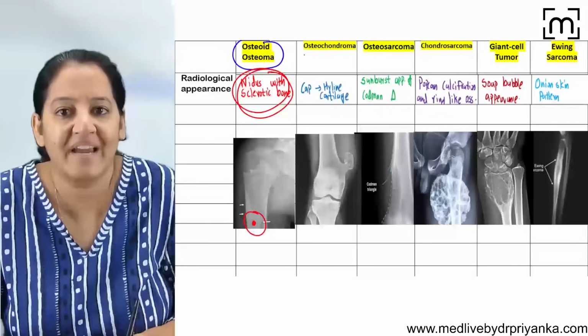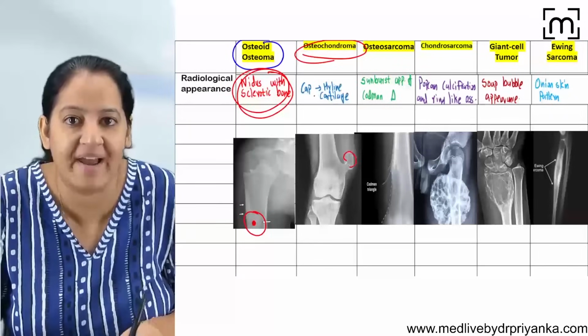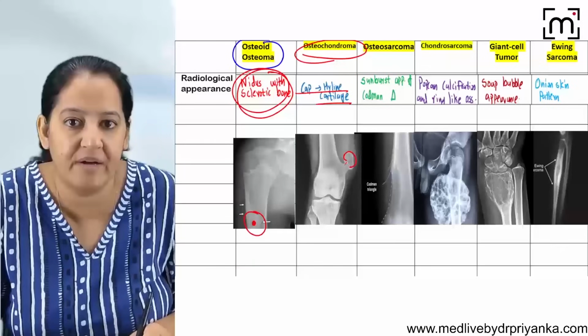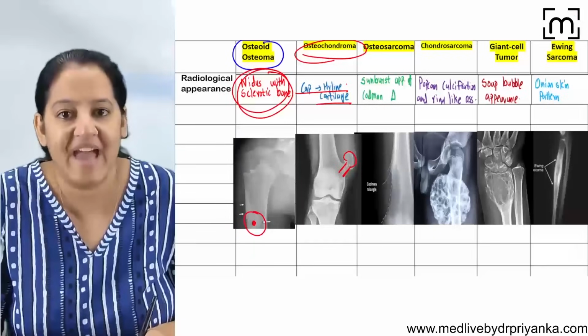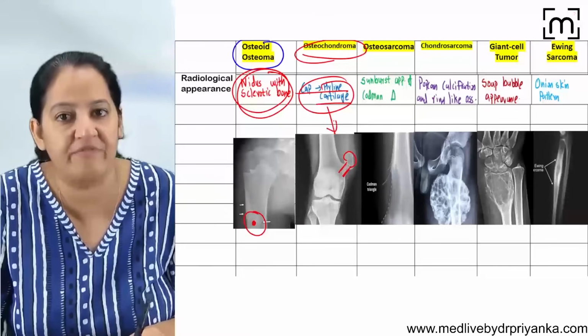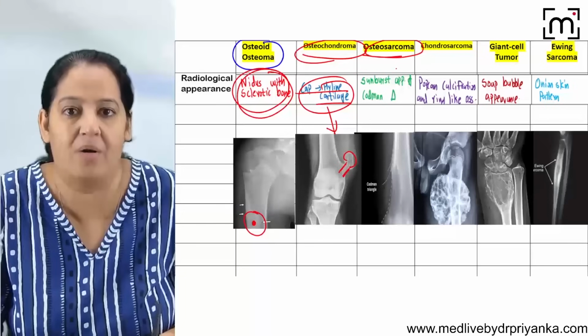The second is osteochondroma. So there is a cap which is made up of hyaline cartilage of varying thickness. Okay. The next is osteosarcoma.